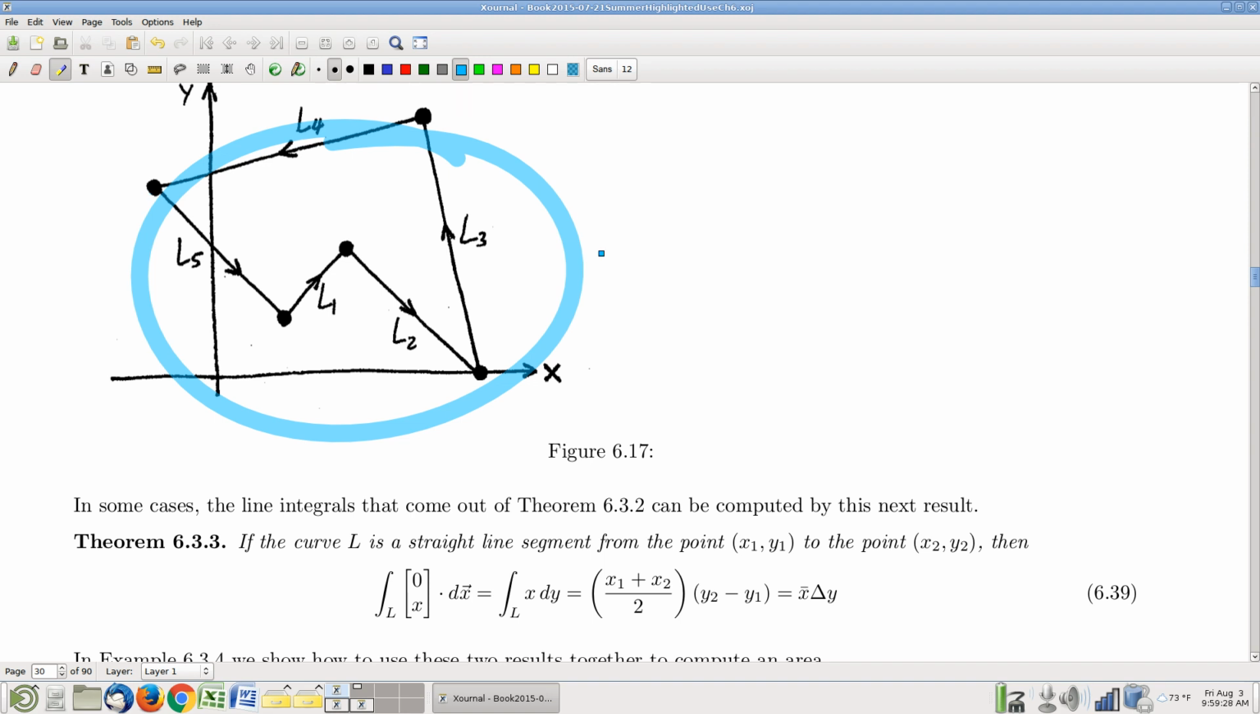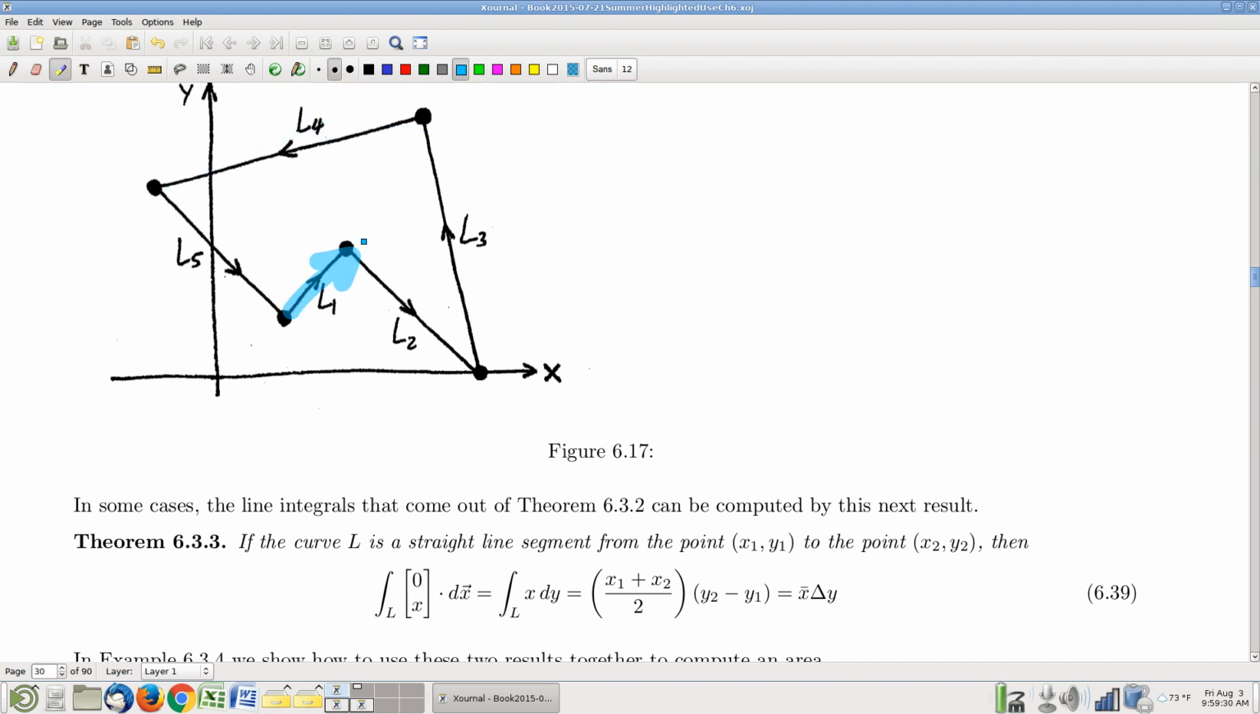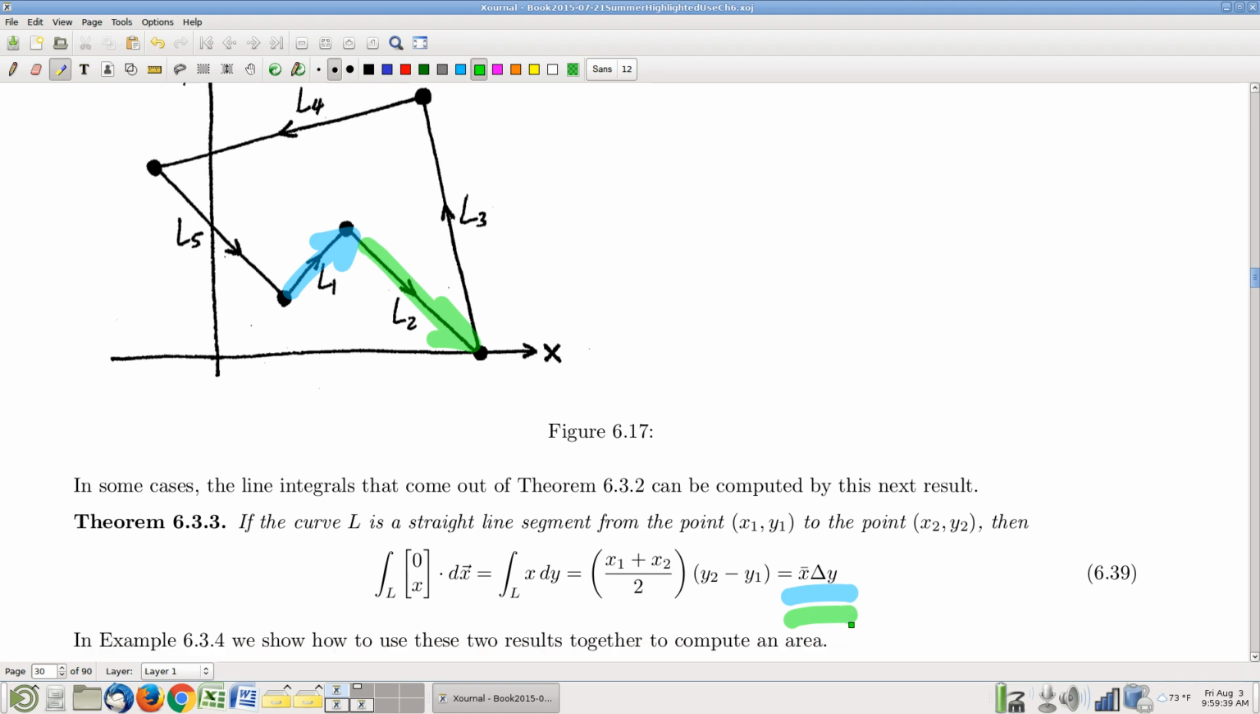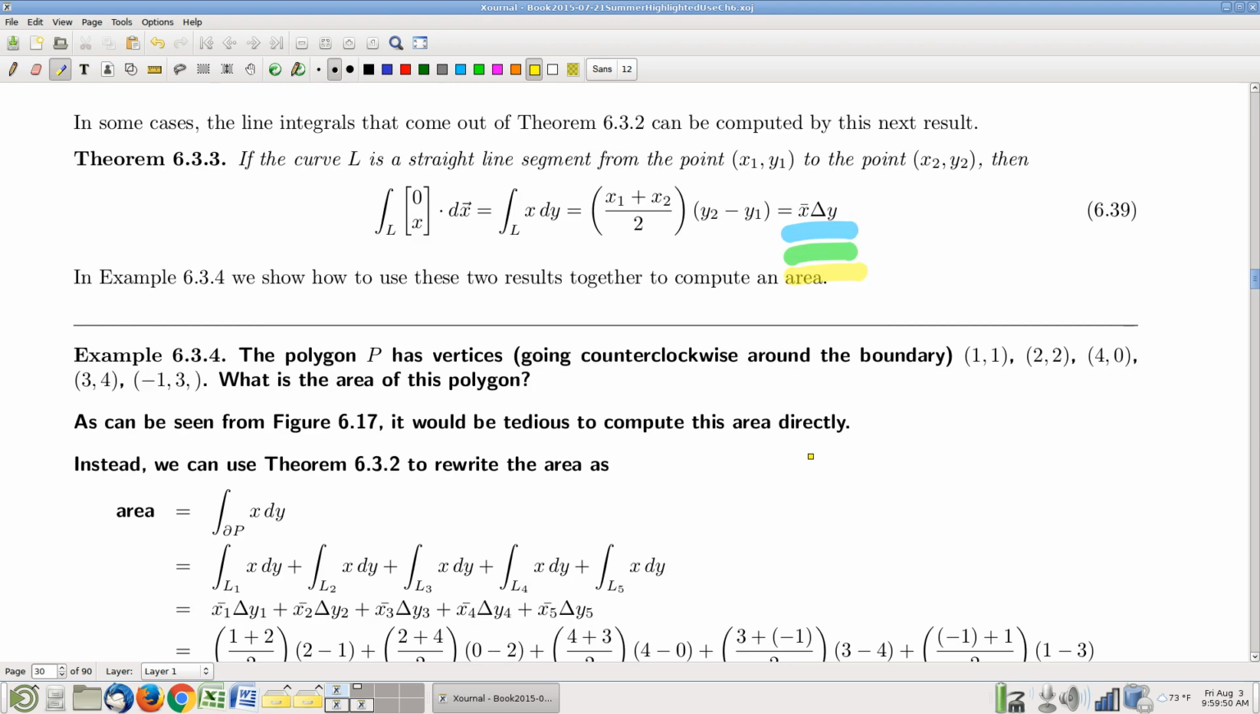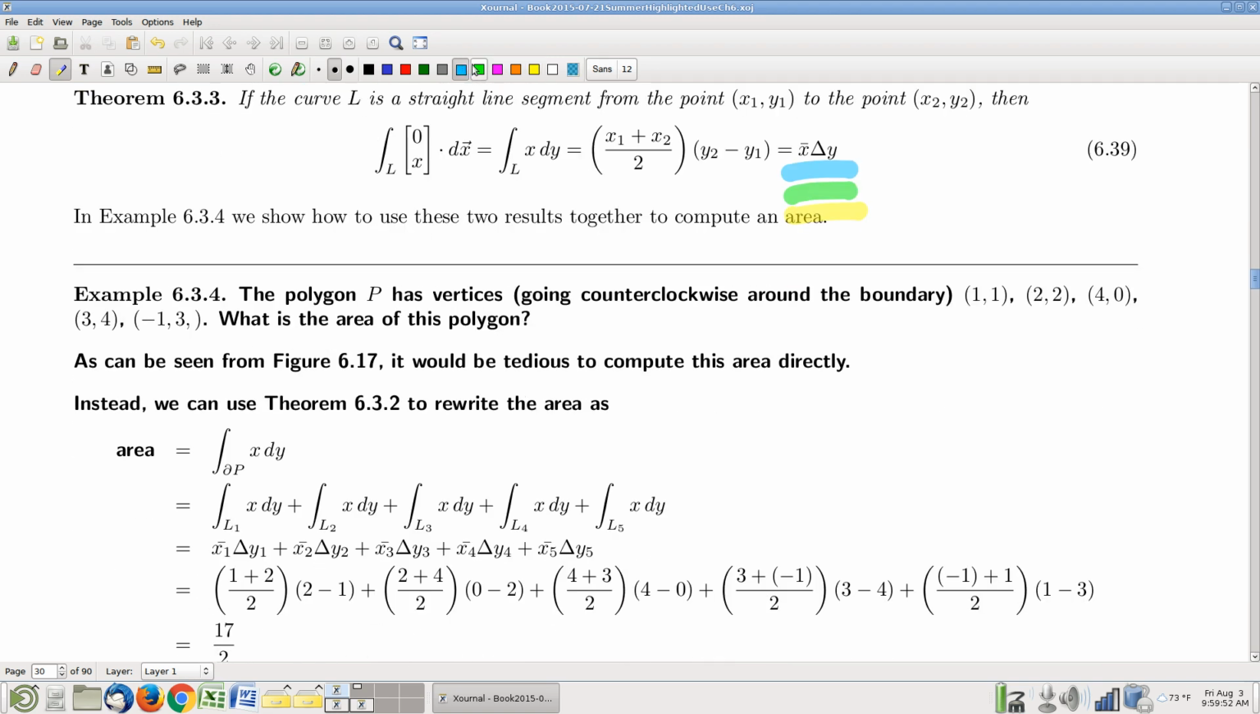each edge. For this first edge, I've got to compute the average value of x times delta y. On that edge, I've got to compute the average value of x times delta y, etc. On this edge, average value of x times delta y, and just go down the list. And here's how that arithmetic works out. On that first piece, average value of x times delta y, there's the arithmetic.